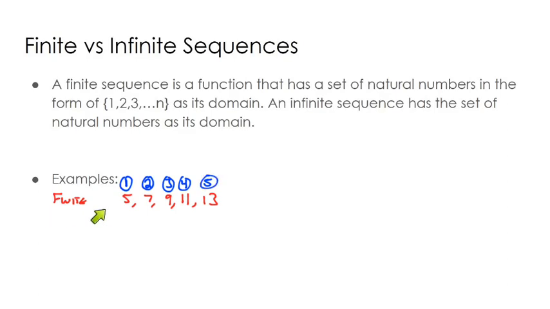This is a finite sequence because it ends. Okay, this one has 5 terms. If you had even 10 terms, even 1,000 terms, that's a finite sequence because it doesn't go on forever.